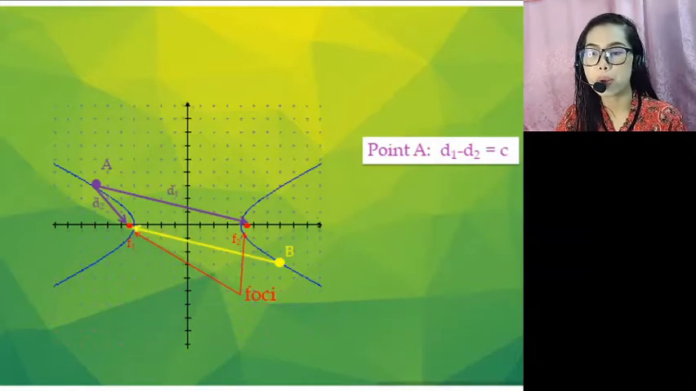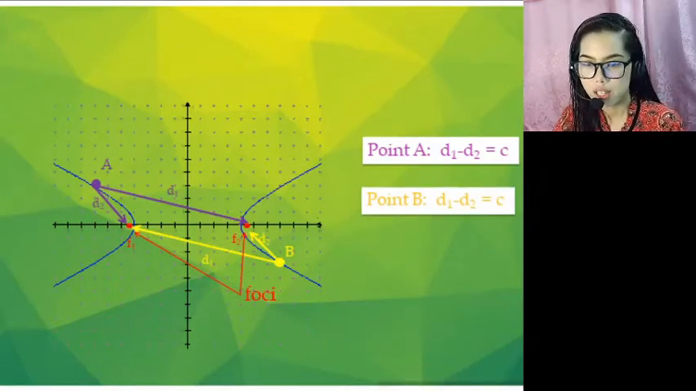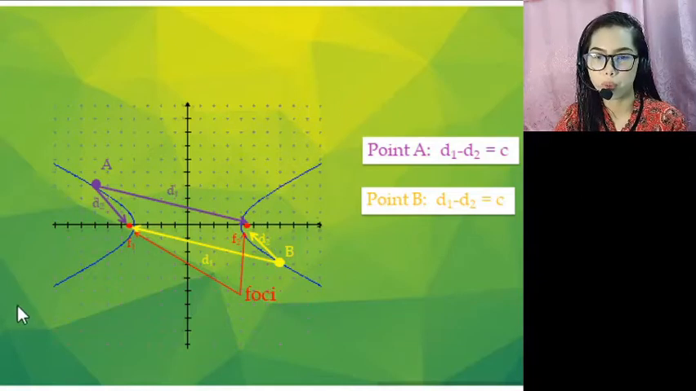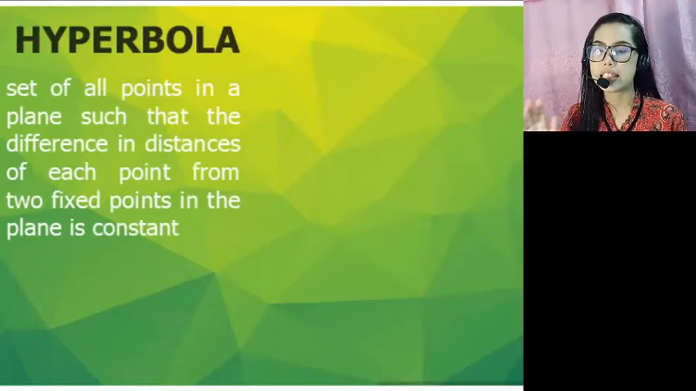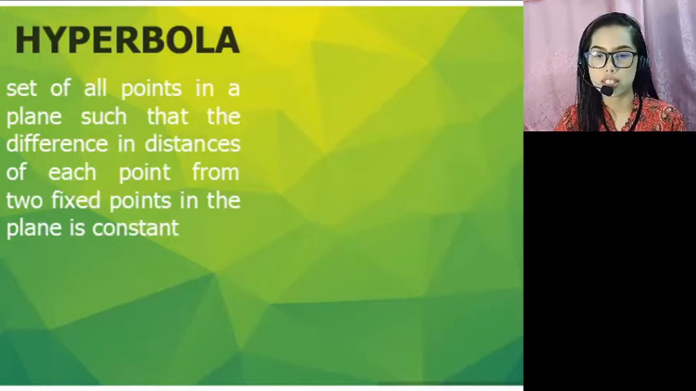Now, if you draw another point on the hyperbola, let's call it point B, the distance from point B to the first focus minus the distance from point B to the second focus is still constant. So however many points you draw on the hyperbola, the difference is always constant. Again, a hyperbola is the set of all points in a plane such that the difference in distances of each point from two fixed points in the plane is constant.